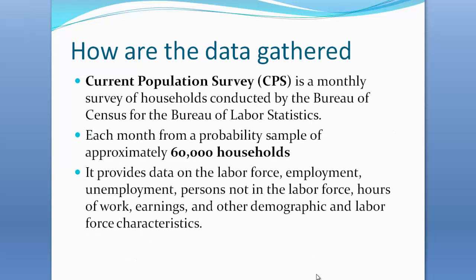The data on unemployment is gathered through the Current Population Survey. The Current Population Survey, or CPS, is a monthly survey of households conducted by the Bureau of Census for the Bureau of Labor Statistics. Each month, from a probability sample of approximately 60,000 households, the labor force statistics are gathered. The survey provides data on the labor force, employment, unemployment, persons not in the labor force, hours of work, earnings, and other demographic and labor force characteristics.